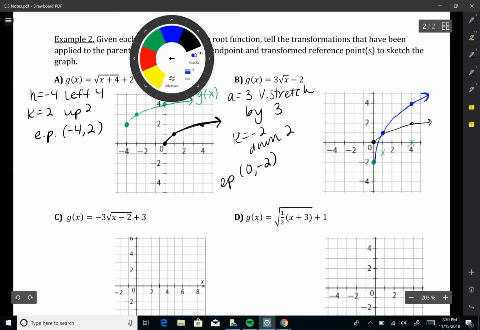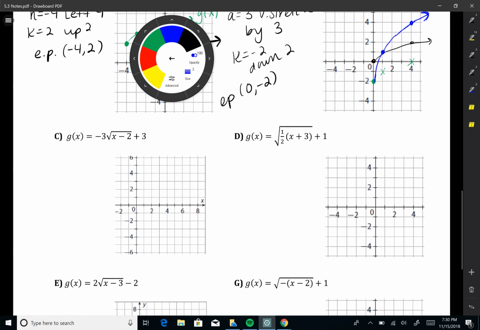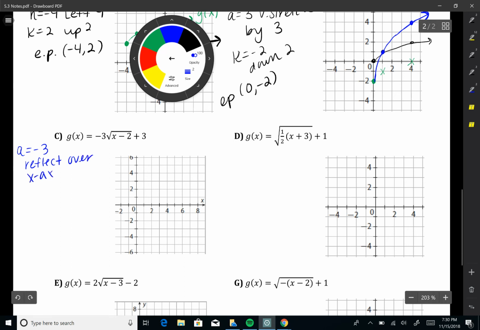Okay, let's try letter C. G of x equals negative 3 times the positive square root of x minus 2 plus 3. So that negative 3 is my A value on the outside. Remember that the negative just represents a reflection. So that's a reflection over the x-axis. And then the 3 is a vertical stretch by 3.